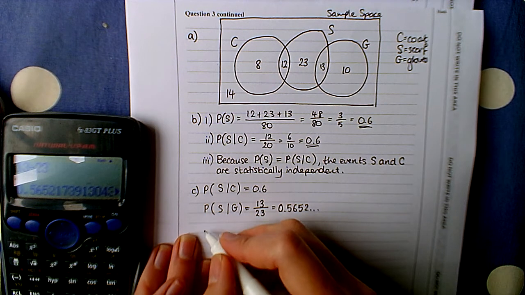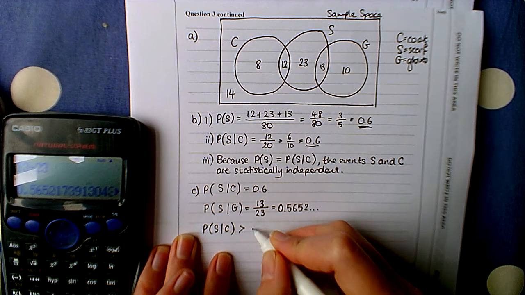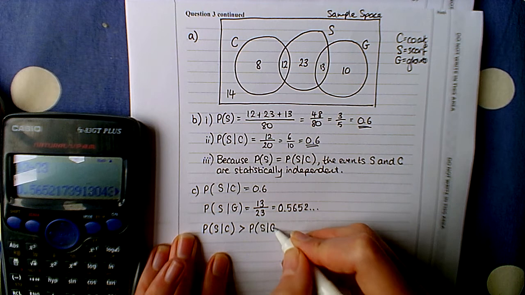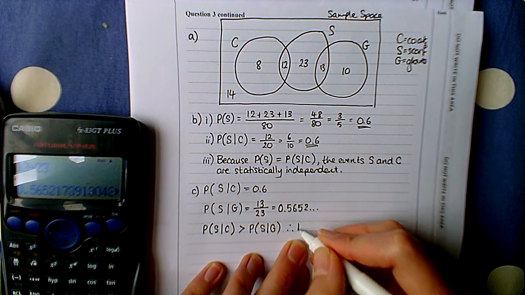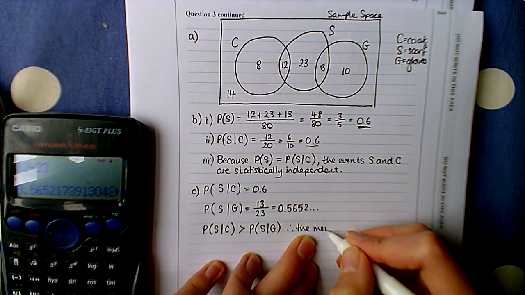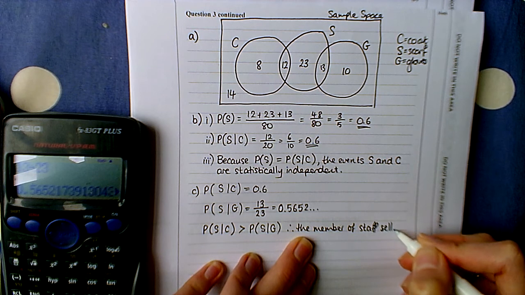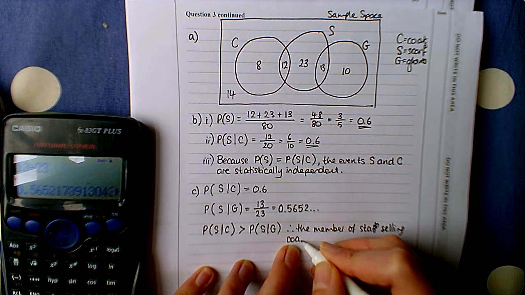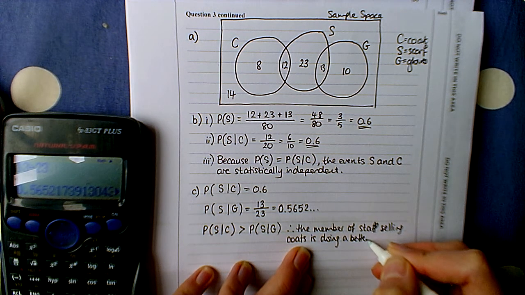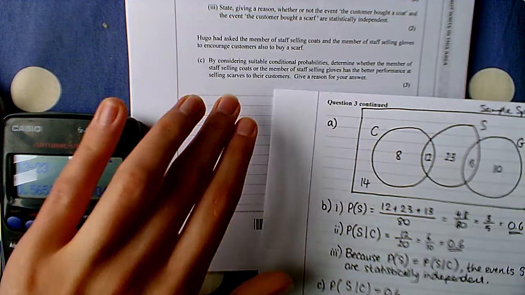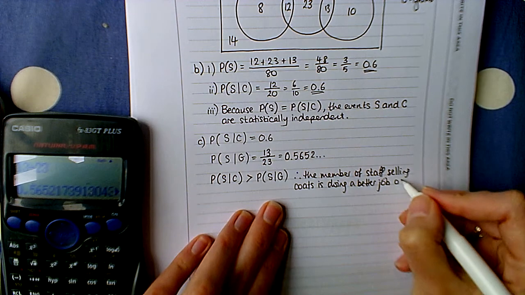So they will really just be looking for the statement that the probability that you buy a scarf given that you bought a coat is greater than the probability that you buy a scarf given that you bought a pair of gloves. And we can conclude the member of staff selling coats is doing a better job. Now, how did they word it in the question? Of selling scarves to their customers.